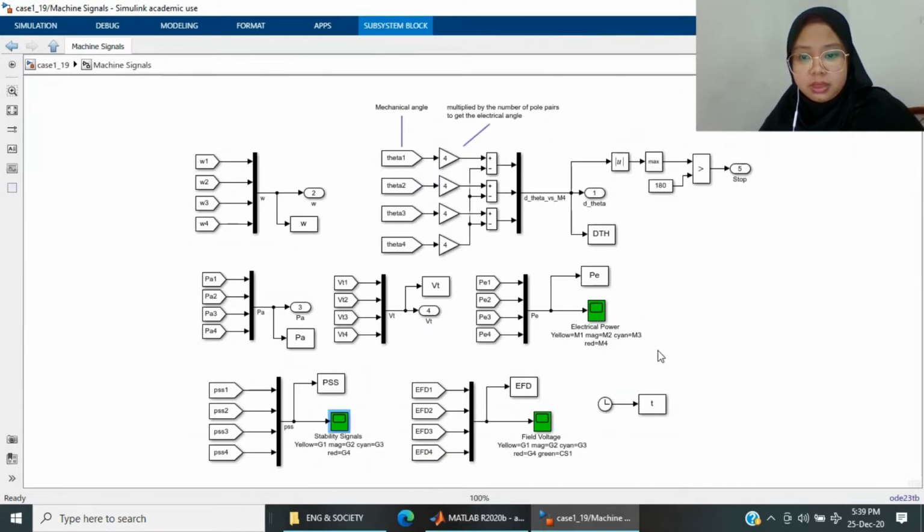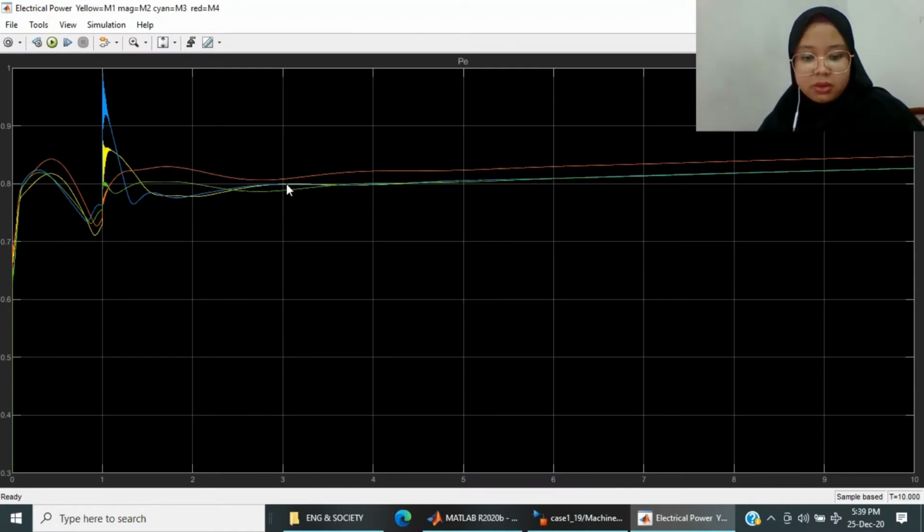And then we will see the graph for electrical power. Okay, this is the graph for electrical power. Based on the graph, the electrical power of the system suddenly rises, but then becomes stable after 3 seconds. It suddenly increased because the load of the system increased.